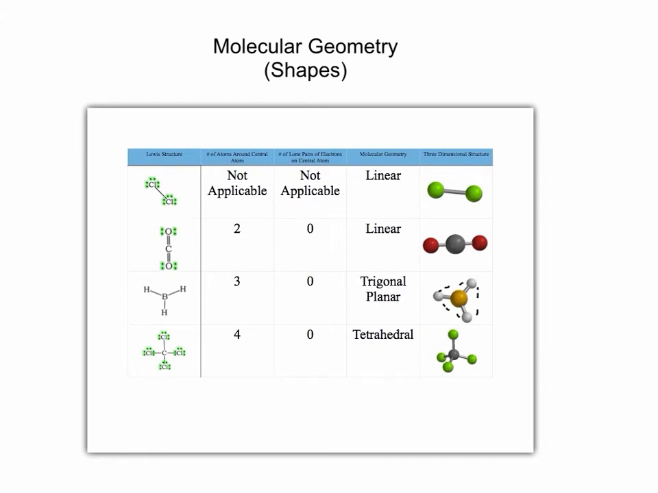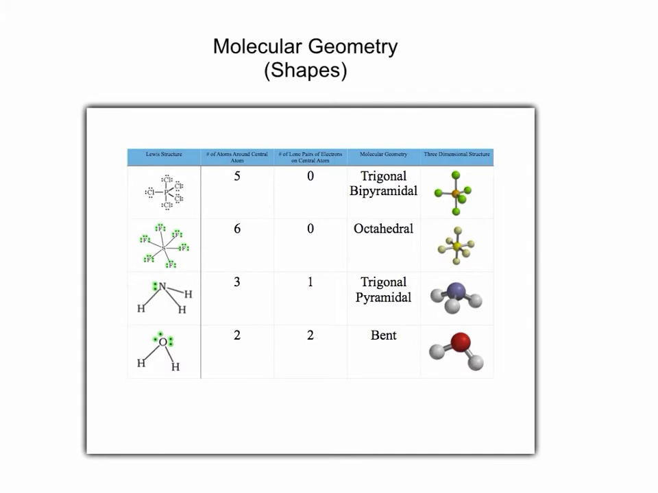When we move on to 4 atoms around the center with 0 lone pairs, the farthest these bonds can get from each other, now in the Lewis structure it looks like 90 degrees, but in fact they can get farther. They can get about 109 degrees away from each other in 3 dimensions. In this shape, if we connect all the outside atoms, we form what is called a tetrahedron. So we call this tetrahedral.